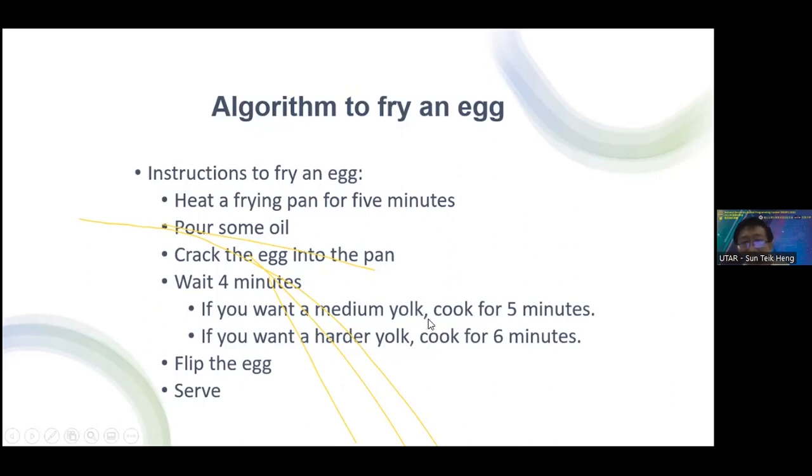Then only you can know what you want to do, based on your decision. And then the next step will be to flip the egg. And finally, the final step, you can then serve the egg to your customers. Okay. So this is the algorithm to fry an egg.